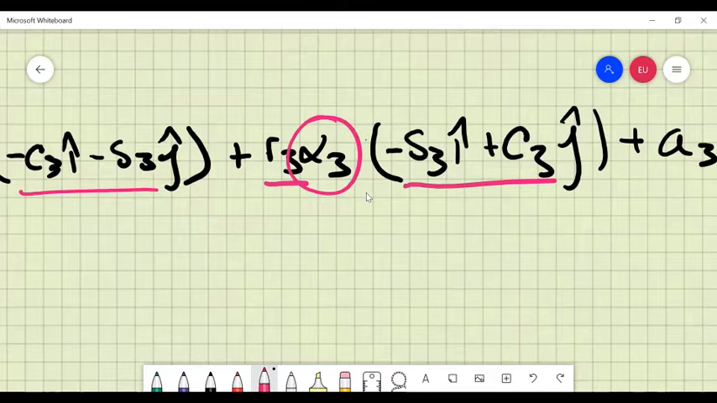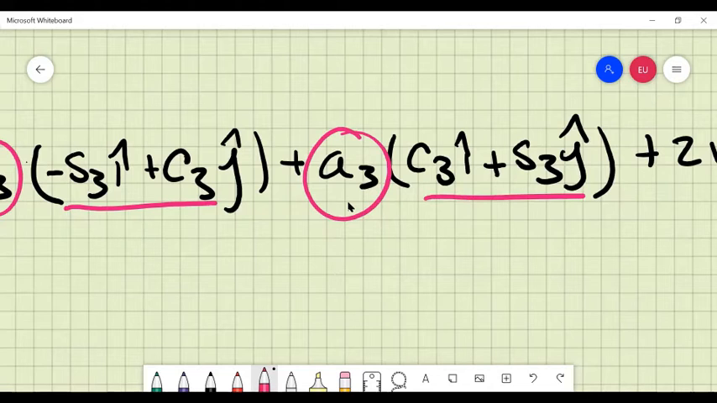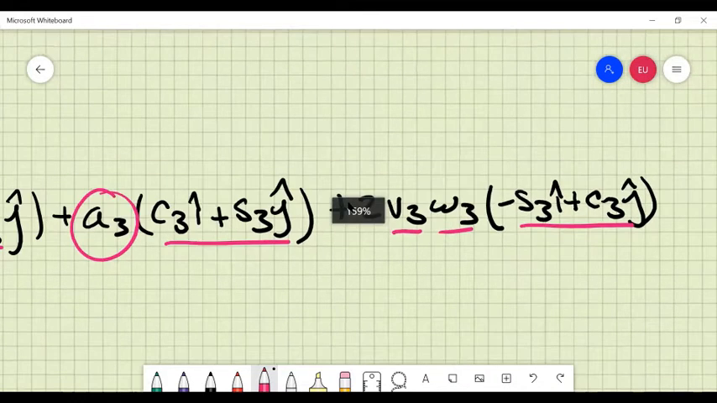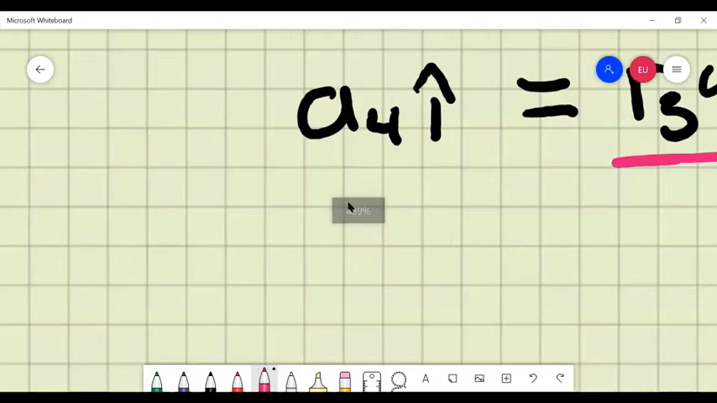What about the linear acceleration of link 3? Don't know it. Given, solving velocity, given. And that's it. So I have two unknowns. Oh wait, no, what is this? What happened to that guy? What can I do with this A4 here?